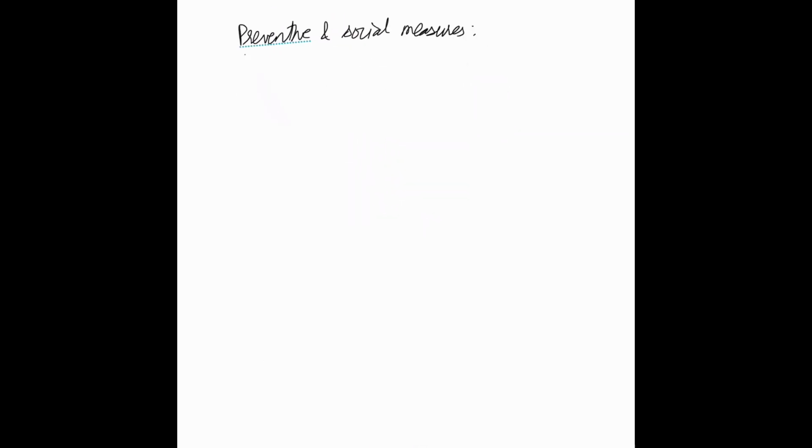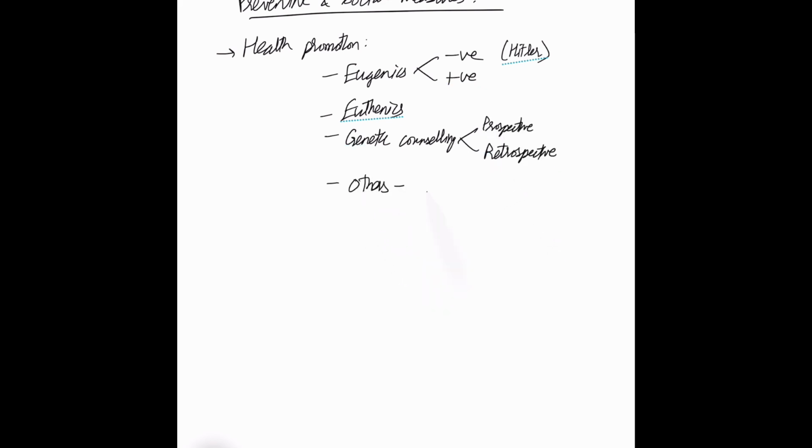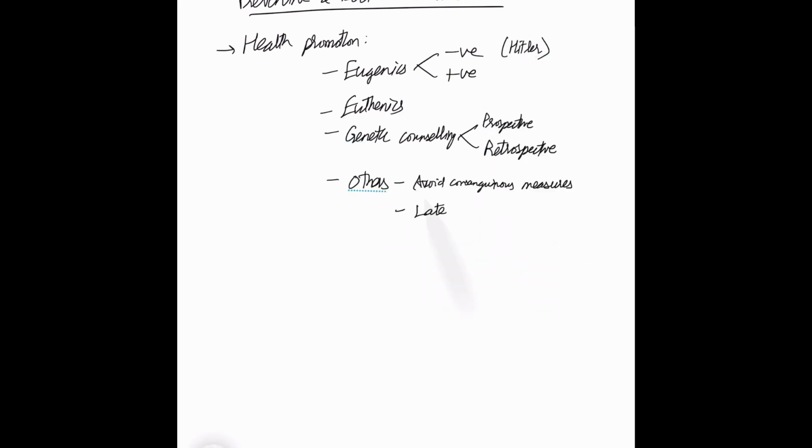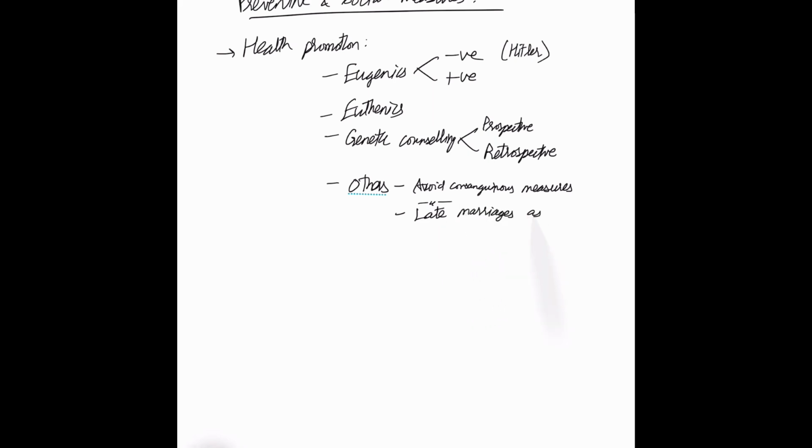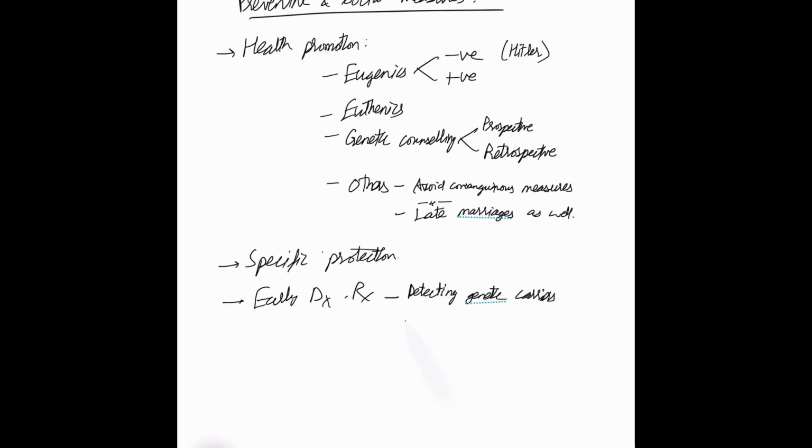We then move on to the preventive and social measures relating to genetics. So in health promotion, we have eugenics, which can be negative or positive. Hitler's Jewish genocide is a good example for negative eugenics. We then also see what's euthenics, genetic counseling, which can be prospective or retrospective, and other measures like avoiding consanguineous marriages and avoiding late marriages as well.